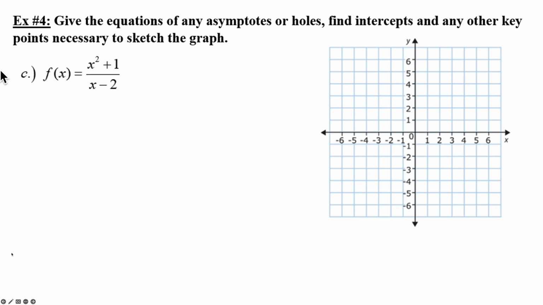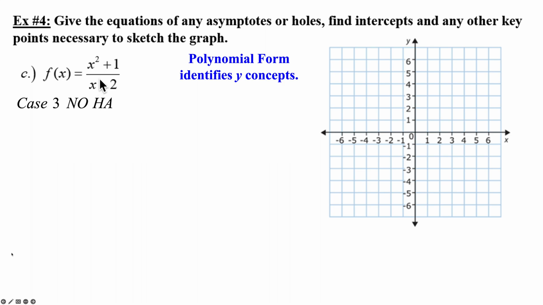Continuing with our examples, here we have f of x equals x squared plus 1 all over x minus 2. So this would be polynomial form. Here, find your asymptotes. We have a leading term that's raised to the power of 2 over a 1. Top power bigger than the bottom power. Case 3, no horizontal asymptote. Y-intercept, 1 over negative 2. That's my y-intercept. Now, since there's no horizontal asymptote, we've got to do a little algebra to go find it.